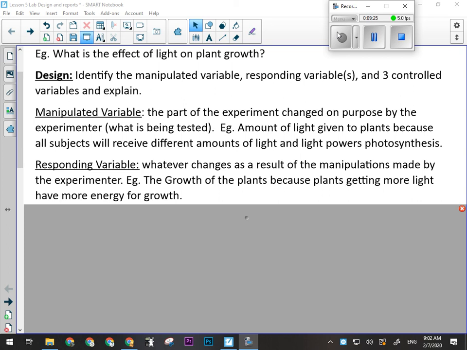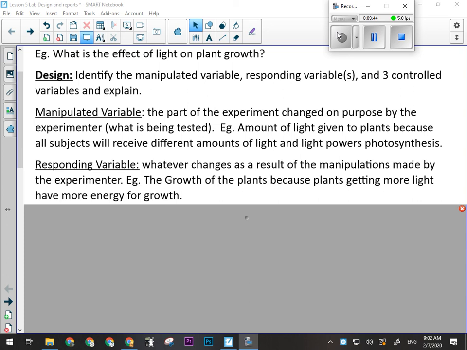The amount of water each plant gets. Exactly. Every plant needs to get the same amount of water. We know water affects the growth of a plant. The plants that get more water are going to grow better. So every plant has to get exactly the same amount so that it is affecting them all equally. Okay? What else? The temperature.